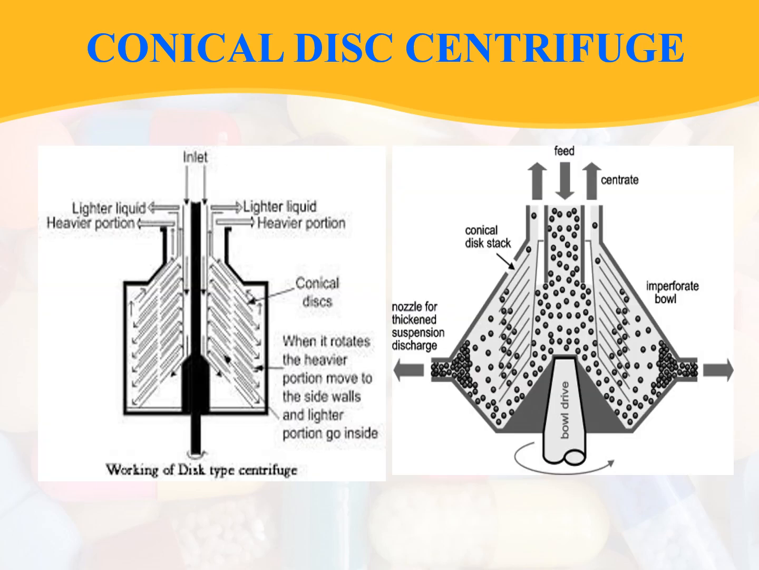Here you can see the schematic representation of the conical disc centrifuge. This is an inlet. This is the outlet for lighter liquid and this is the outlet for heavier liquid. These are the conical discs. When it rotates, the heavier portion moves to the side walls and the lighter portion goes inside.